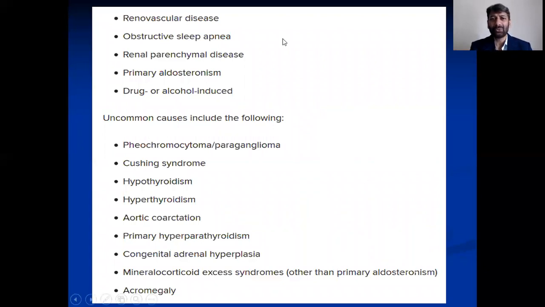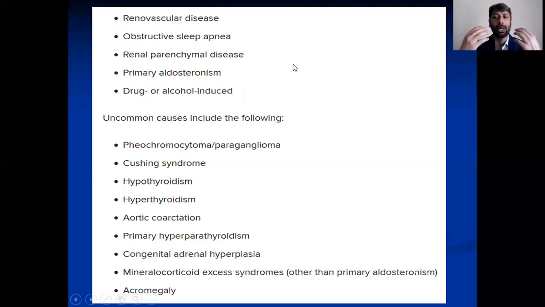If you look here, the commonest causes are renovascular and renal parenchymal. So renal disease is one of the commonest among the secondary causes that you have to always exclude when you're dealing with a patient with high blood pressure.